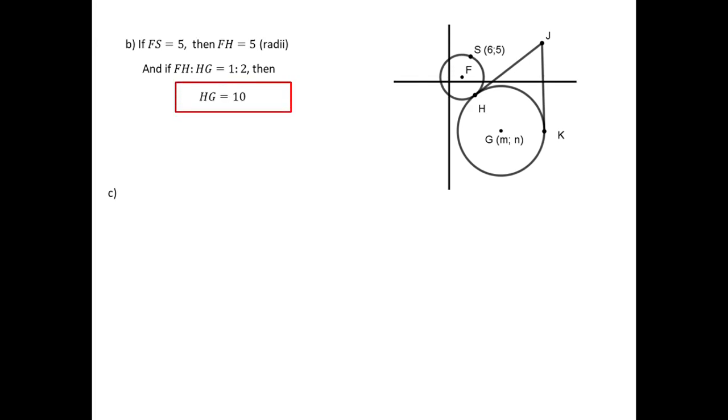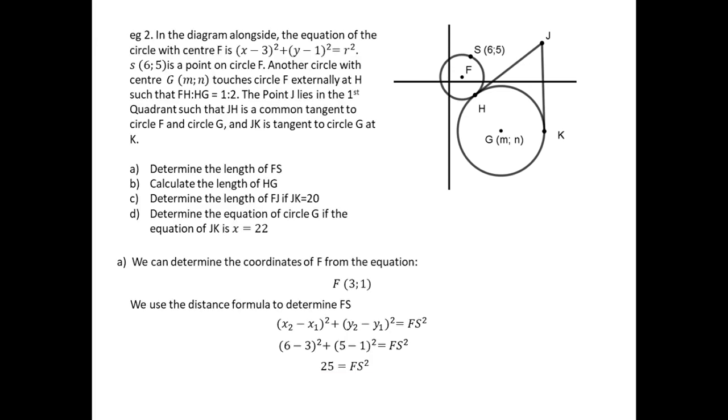Ha ha! Right, question C. I've forgotten what question C asked. Let's go back. Question C, determine the length of FJ. That's from here to here. Determine the length of FJ if we are told that JK is 20.